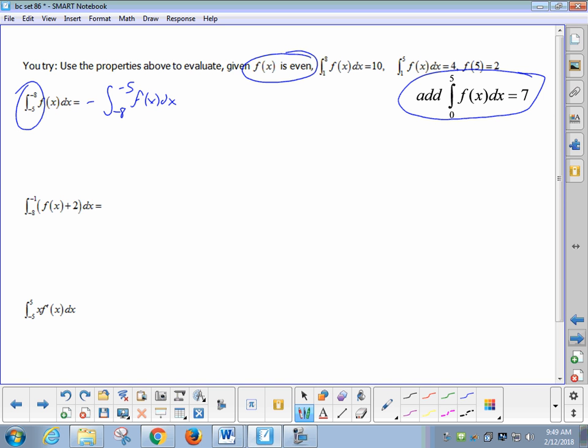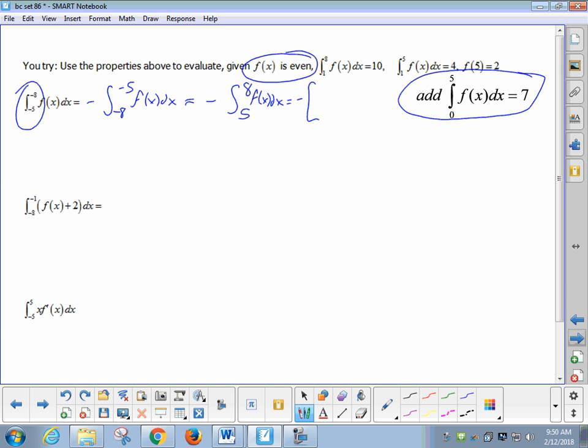Okay, so am I right? Now let's talk symmetry. If f is even, how does this relate to the positive side? Same or opposite? It's the same. So it'll be the same as 8 to 5 or 5 to 8? 5 to 8. Okay. Now, feels like we're home free, but we're still going to do it the right way.